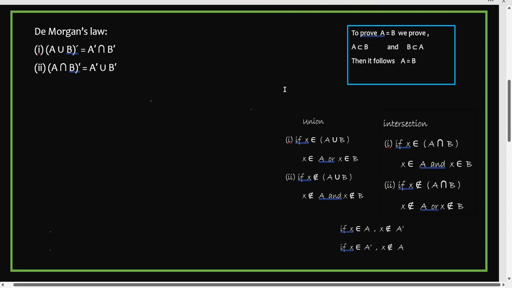That we have discussed in the previous video. In a nutshell, to prove A is equal to B, we prove A is a subset of B and B is a subset of A. Then it follows A is equal to B. This is what we did in the previous video, and I explained it in detail. We are going to do the same thing in the De Morgan's laws proof here.